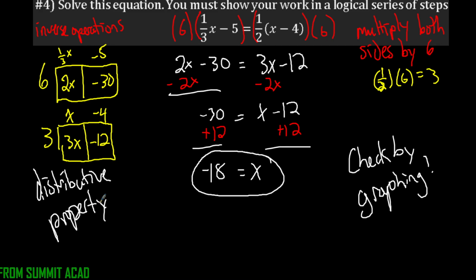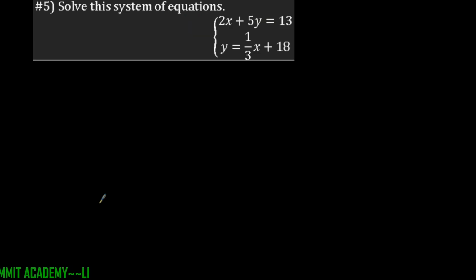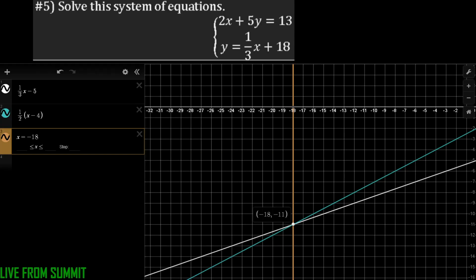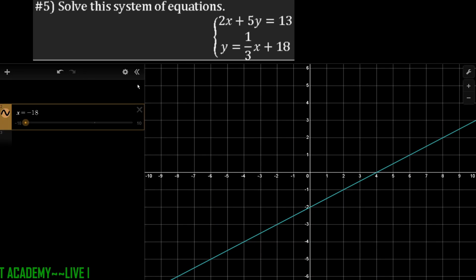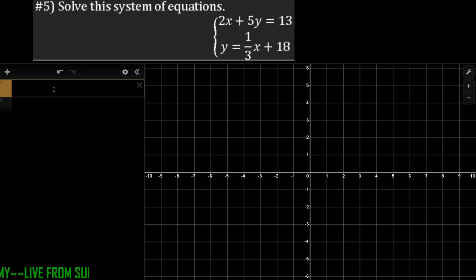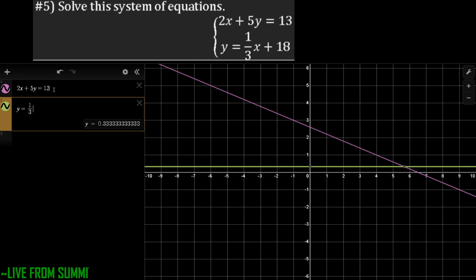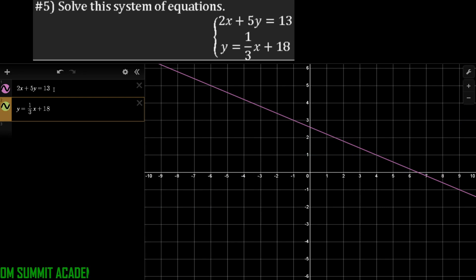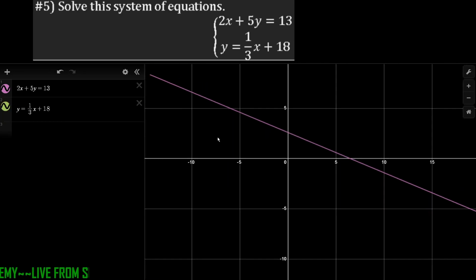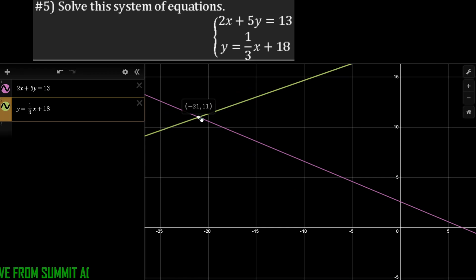Alrighty, so now on number 5, all you have to do is solve the system. So pull up your graphing calculator, let's graph these out. Hit the little house button to return to your origin. Type in your first equation, so I'm going to say I have 2x plus 5y equals 13. And I can say my next equation is going to be y equals 1/3 times x plus 18. So even if I don't see them on my graph, again, you should be able to zoom out or scroll over, be able to find your solution point.